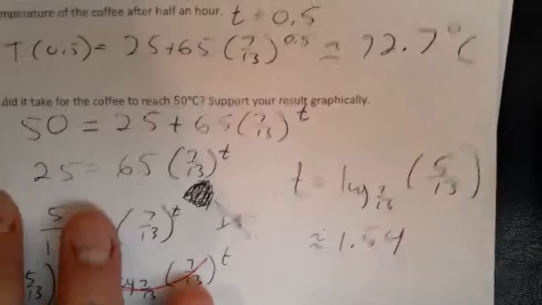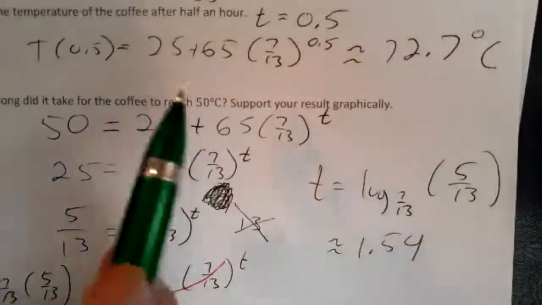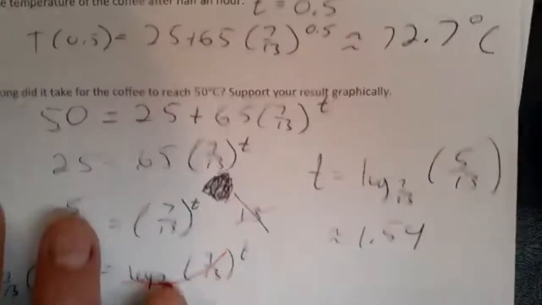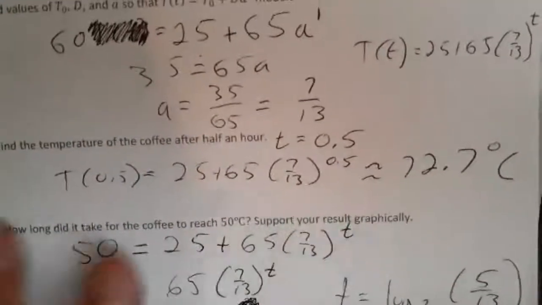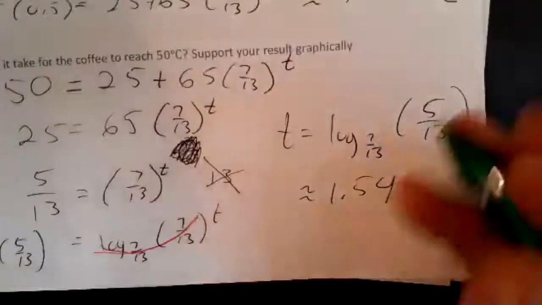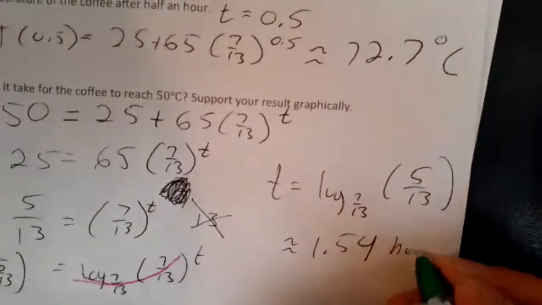So let's think about what we're talking about here. The original question was, when is my coffee going to reach 50 degrees Celsius? And so this is the other thing, the time, and the time was measured in, I believe, hours. Hours is what we were measuring it in. So this should be after 1.5 hours, basically.